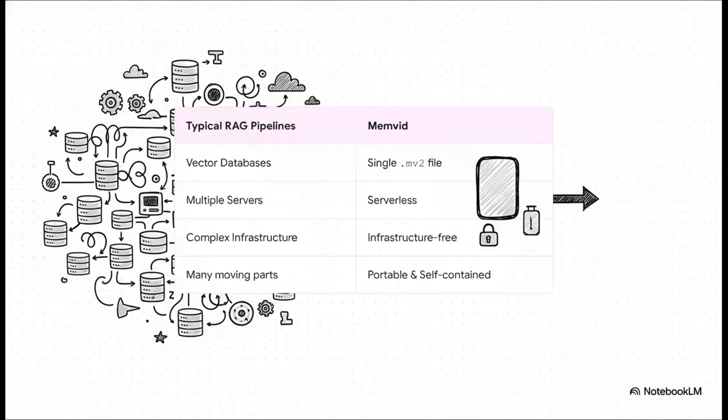And to see why this is such a game changer, you've got to look at how this stuff usually works. On the left, that's your typical RAG pipeline, you know, retrieval augmented generation. It's a whole mess of vector databases, servers, complex infrastructure, so many moving parts. But then look at Memvid on the right. It's just one file. That's it. It's serverless, totally infrastructure-free, and everything it needs is packed right inside. The simplicity here is just, wow.